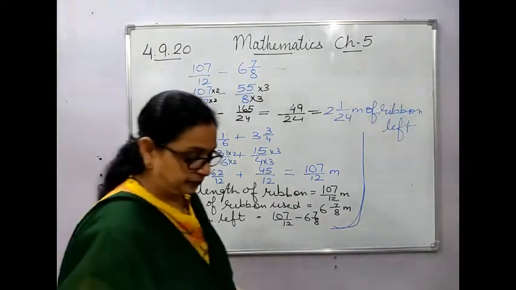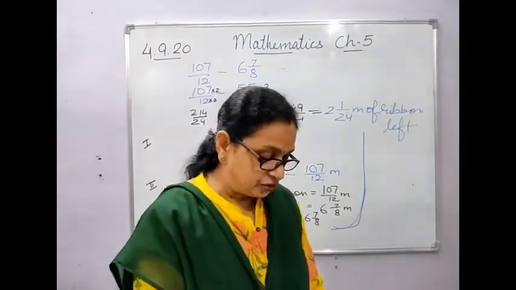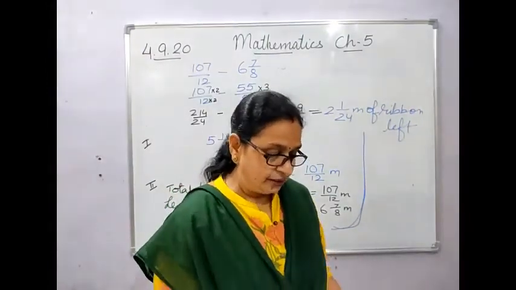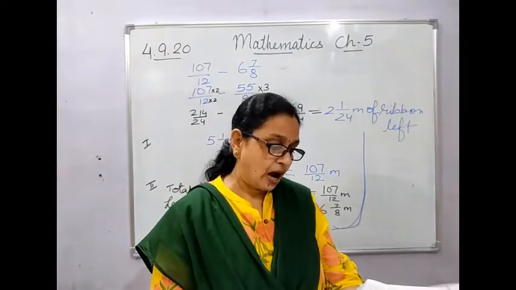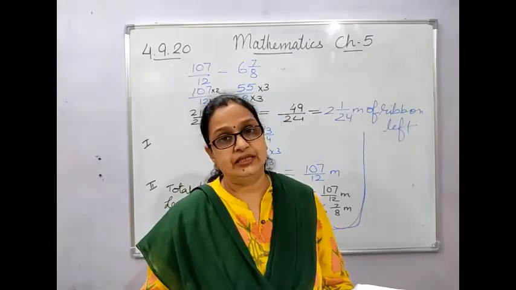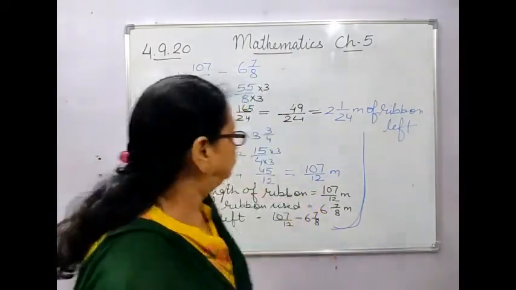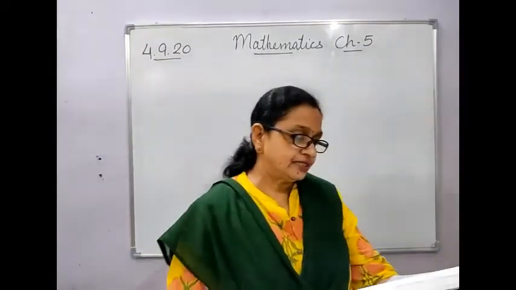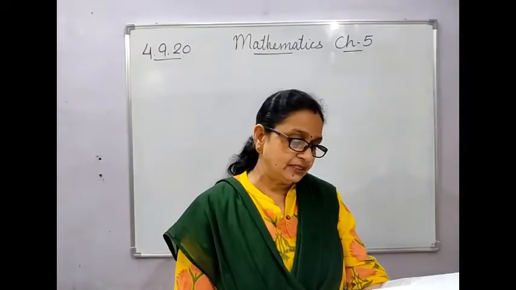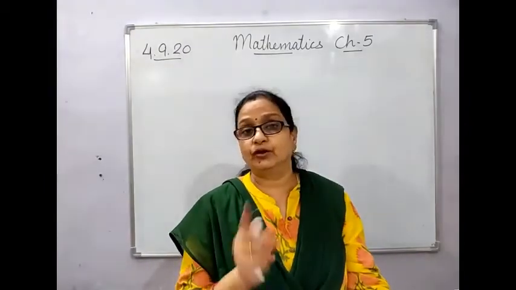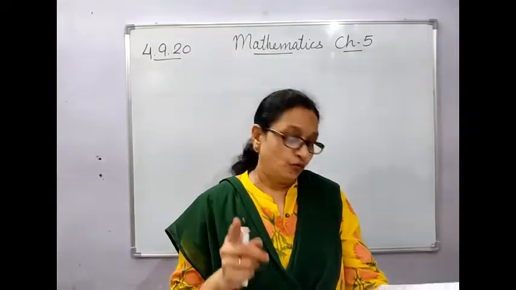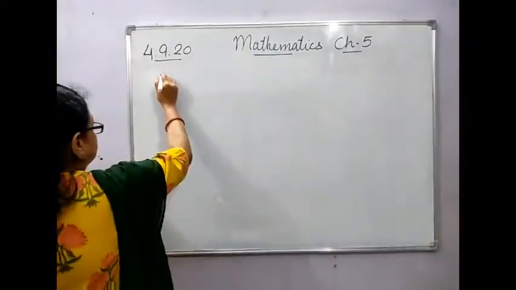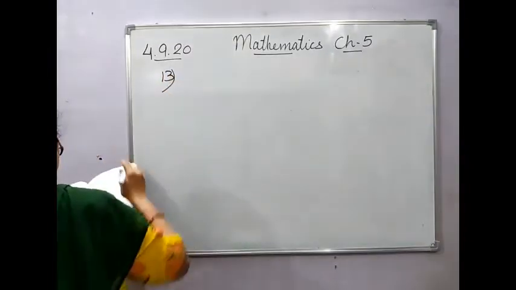Okay, the next. Vritti had rupees 27. She spent 3/7 of this money to buy pencils. How much money did she spend? Very simple. So she had rupees 27. She went to the market to buy the pencils and she spent 3/7 of the money she had. So how much money did she spend? It is sum number 13.